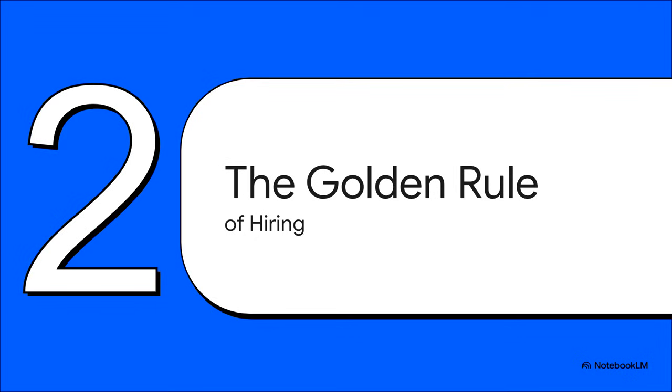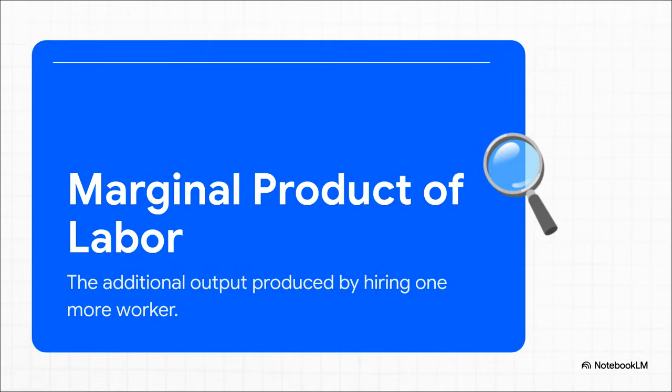Well, for most companies, the first big decision is always about people. Should you hire another person? To answer that, you can't just go with your gut. You need a solid, economic rule that tells you exactly when adding one more employee is actually going to make you money. So the first piece of this puzzle is a concept called the marginal product of labor, or MPL.